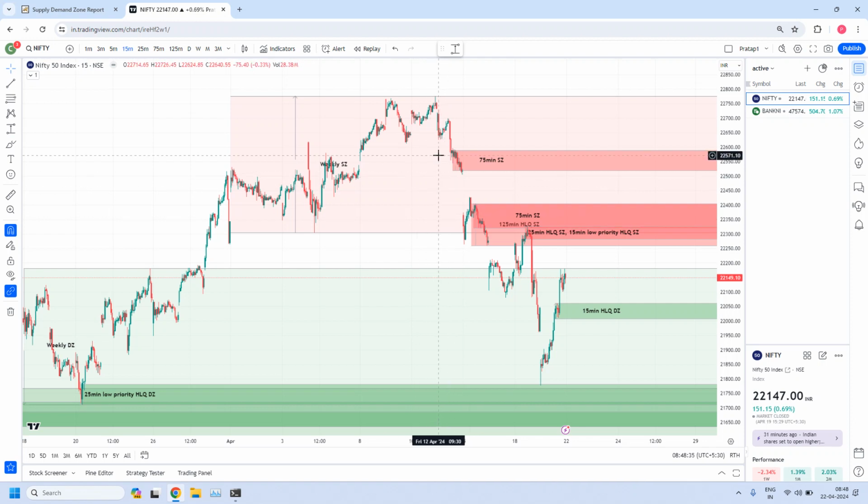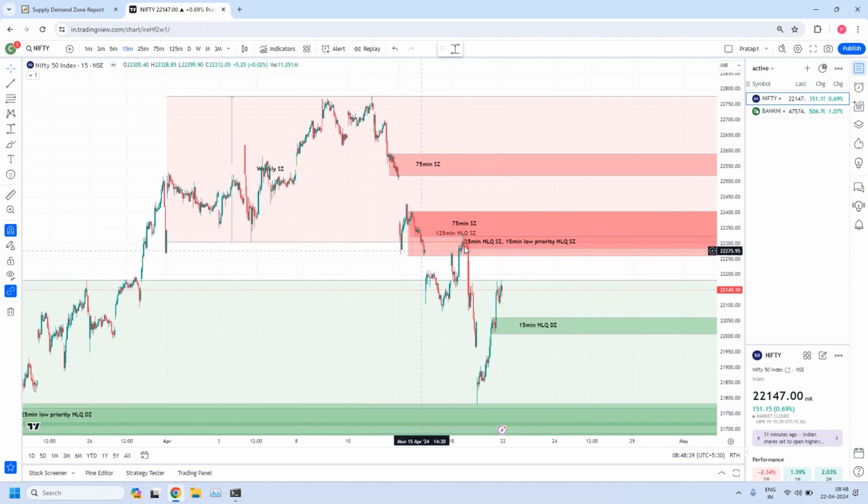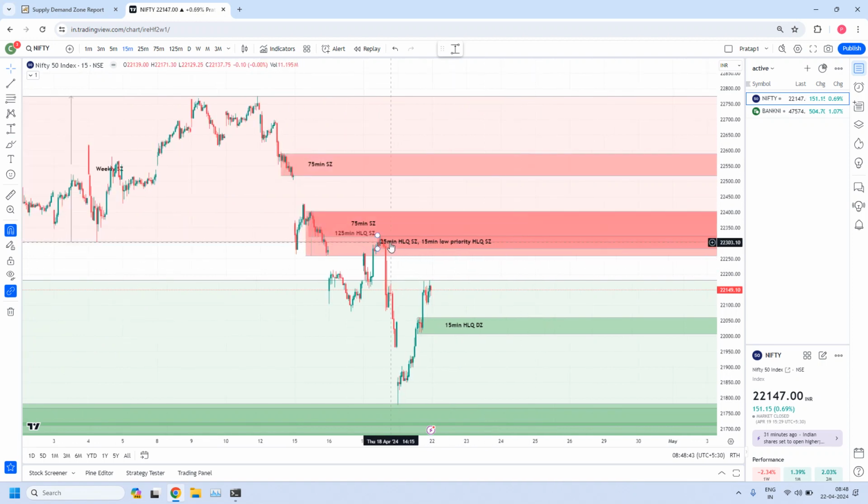There is no weekly fine-tuned zone. Daily zone is not there. That means you have low priority zones. Within that, a fine-tuned zone should be there. At present, this is the only source. If this is violated, prices may probably easily go up.